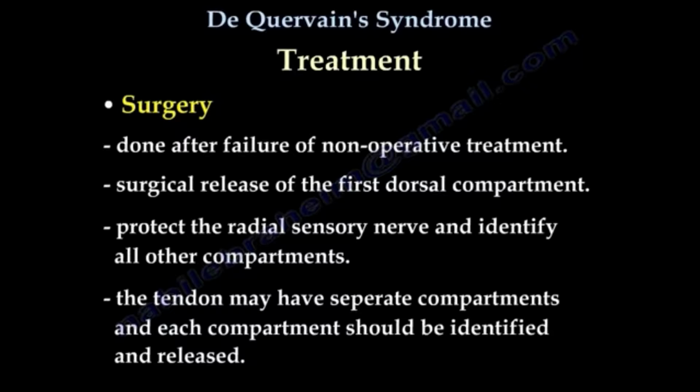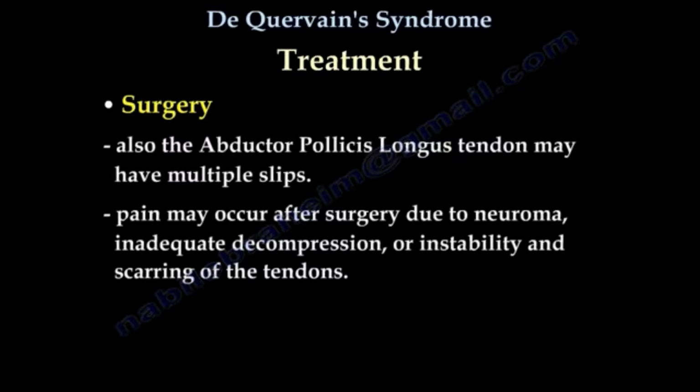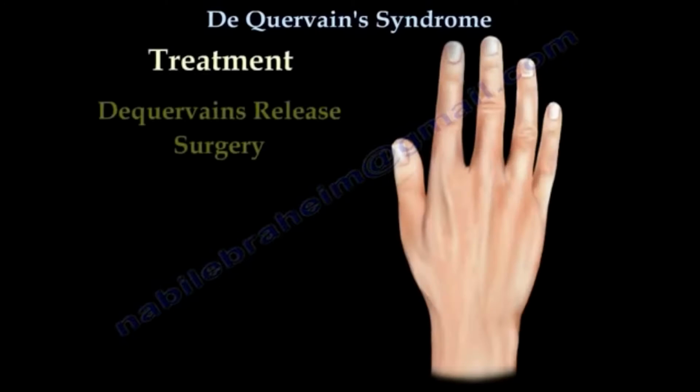Surgical release of the first dorsal compartment. It protects the radial sensory nerve and identifies all other compartments. The tendon may have separate compartments and each compartment should be identified and released. Also, the abductor pollicis longus tendon may have multiple slips. Pain may occur after surgery due to neuroma, inadequate decompression, or instability and scarring of the tendons.